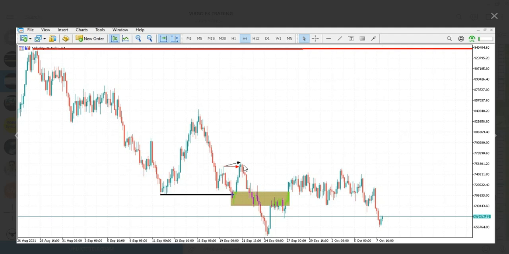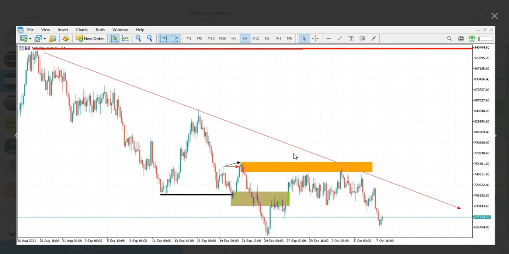So this move here is a failure market structure because this move failed to take out the previous high. So we always highlight the last up candle that failed to take out this previous high. So we have to highlight this candle here. Let's see, we highlighted that candle, and then let's come back to this order block here.